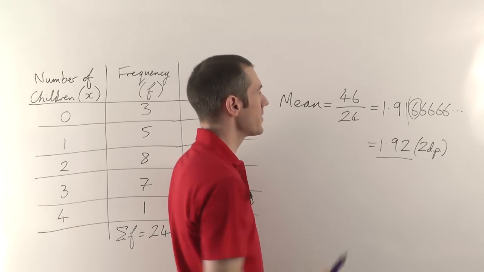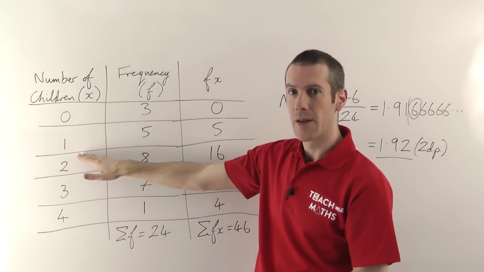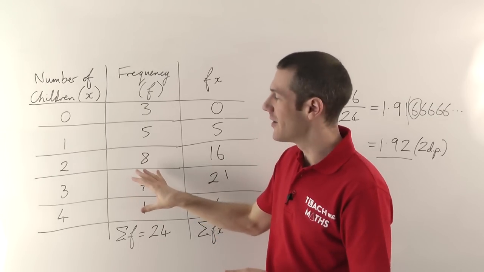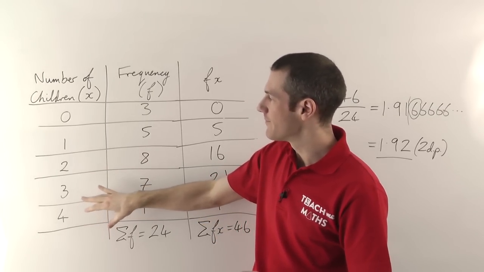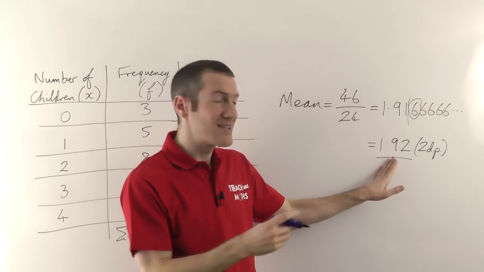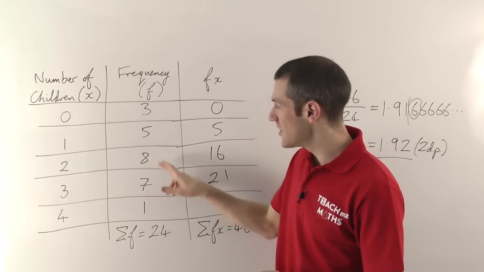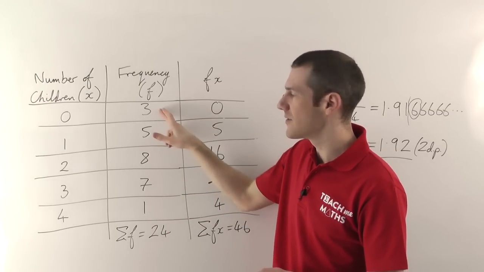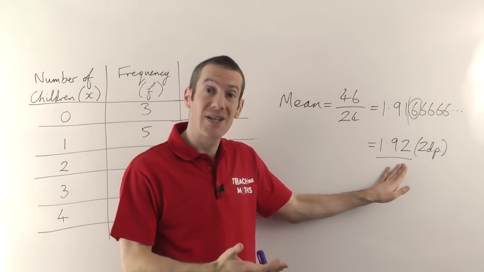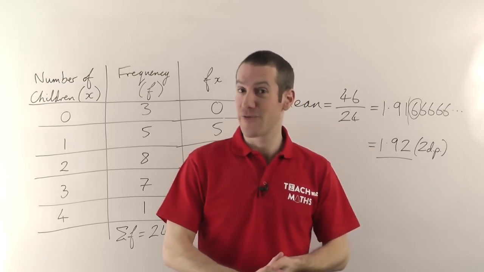So if the mean is 1.92, that means the average number of children is a little less than two. So you've got quite a few families who've got two or more children, and some families who've got one or less children, but the average, the mean, is much closer to two. So you're actually going to have more families up at this top end. And you can see we've got eight and seven and one here, and there's only five and three at the bottom end. So it is giving you extra information, so you should keep those decimal places there. So that's how you find the mean of a frequency distribution.